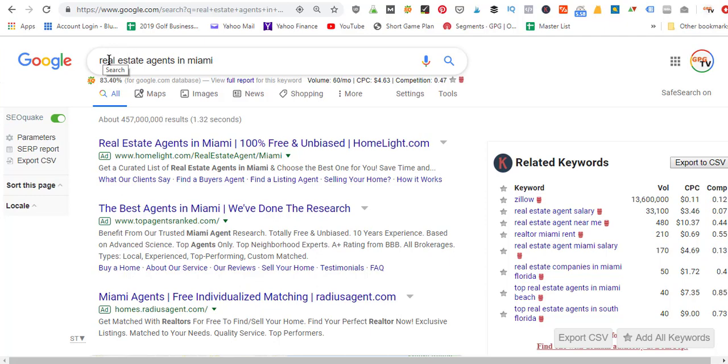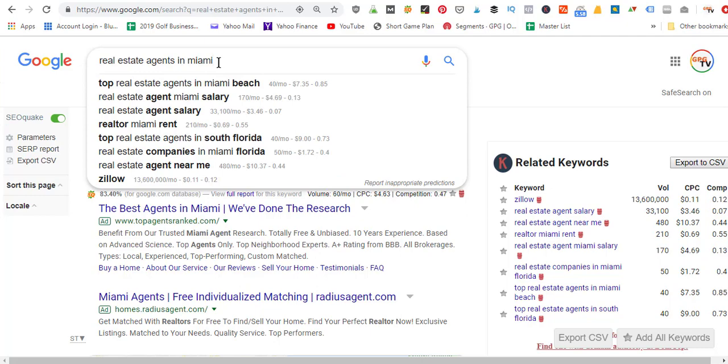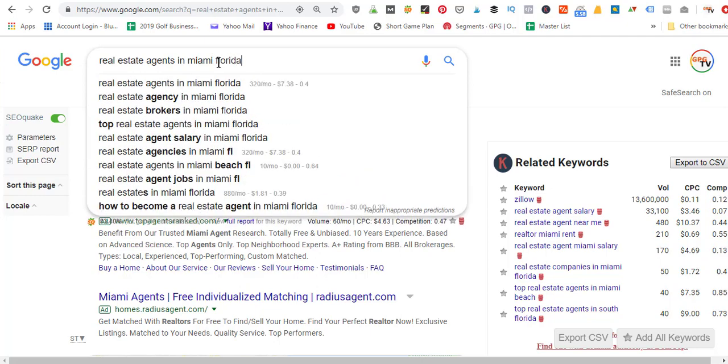So that's the difference between a keyword phrase that's a short tail, meaning it's just real estate or real estate agents, versus long tail, where it could be real estate agents in Miami, Florida. We could make it even longer. You can see different other long tail suggestions here. Real estate agent jobs in Miami, Florida. How to become a real estate agent in Miami, Florida. So these are long tail keywords that have lots of different specific words in them to create this entire phrase.